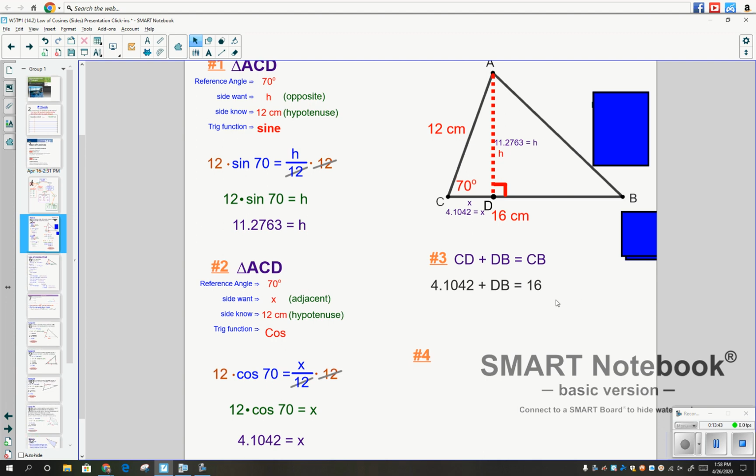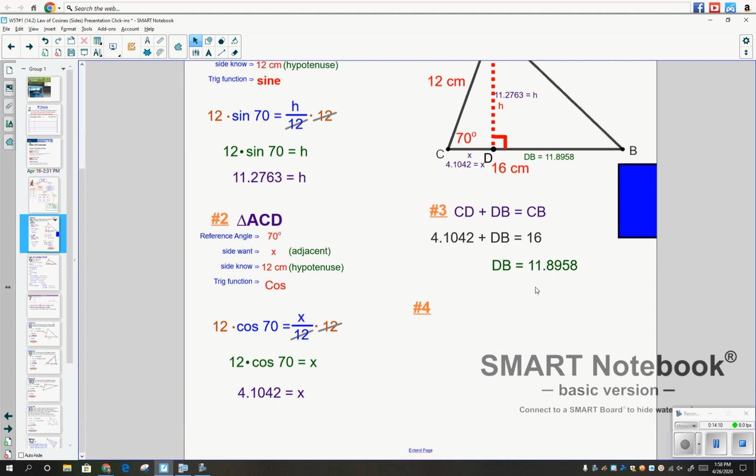Can I solve for DB? Subtract 4.1042 from both sides. I get 11.8958. I now found the measure of DB. How is that going to help me? Because now look at the triangle on the right, triangle ADC. I know 2 out of the 3 sides in that right triangle, which means we can go back to and use what? The Pythagorean theorem.